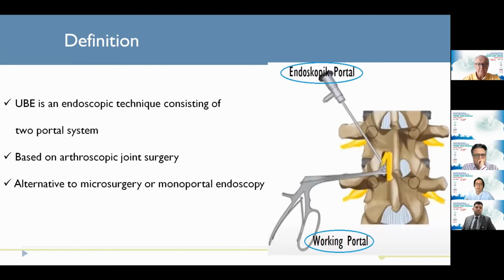What is UBE? UBE is an endoscopic technique with double portals. One is the working portal, the portal through which we use the instruments. The other is the endoscopic portal, in which the endoscope is placed. We know that UBE is an arthroscopic approach to the spine. It is a minimally invasive technique, an alternative to microsurgery and monoportal endoscopy.